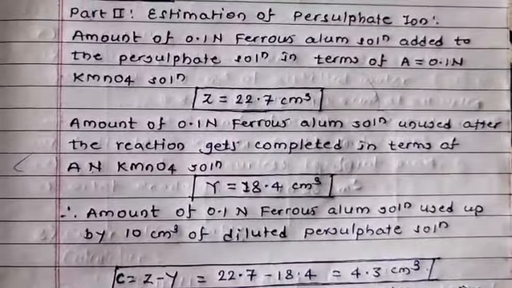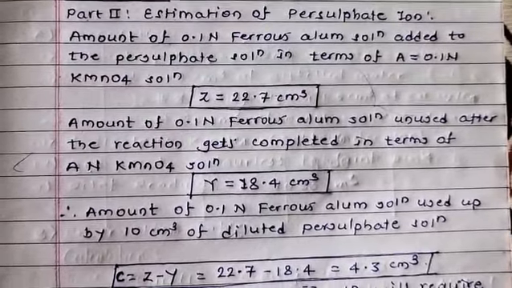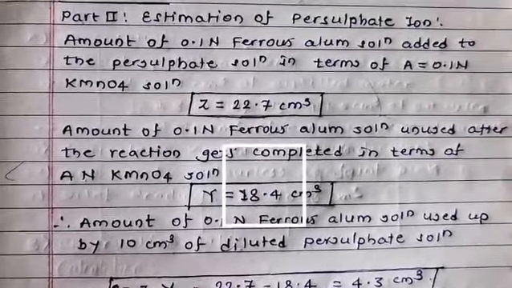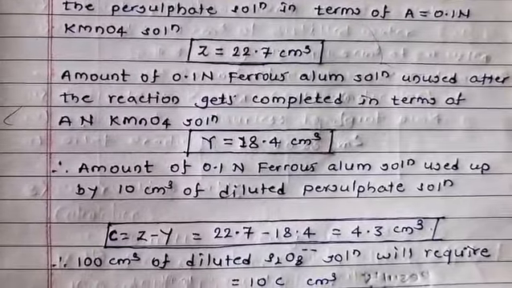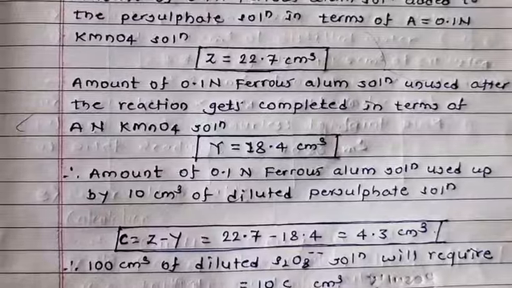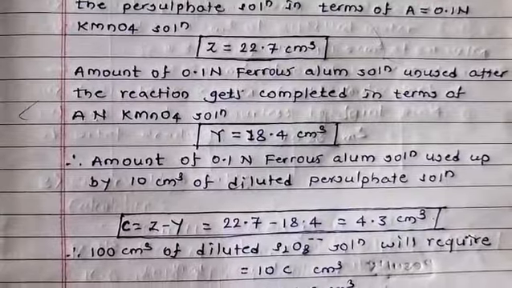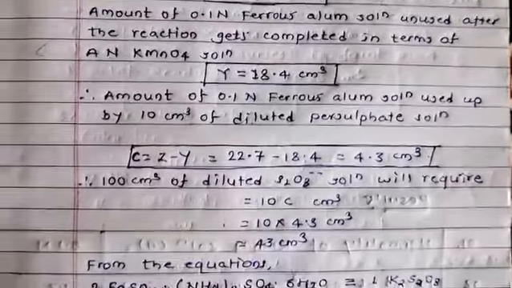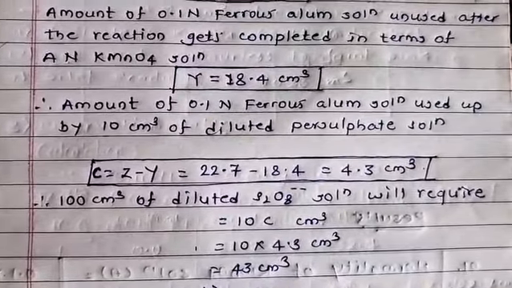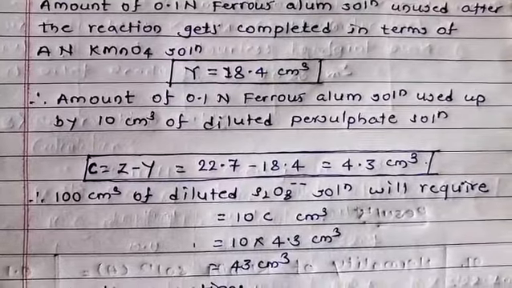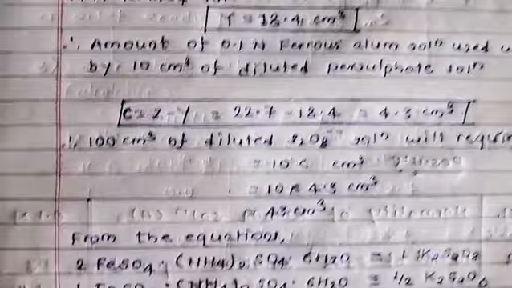The amount of ferrous alum solution unreacted after the reaction gets completed is 18.4 cm³, that is CBR of back titration, and hence the amount of 0.1 normal ferrous alum solution used, that reacted with 10 cm³ of diluted persulphate ion solution, is C equal to Z minus Y, that is 4.3 cm³, and therefore 100 cm³ of diluted persulphate ion solution will require 10 into C, that is 43 cm³.